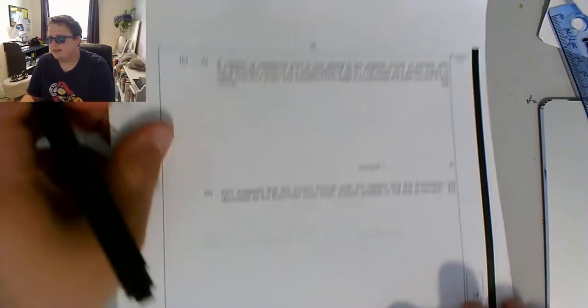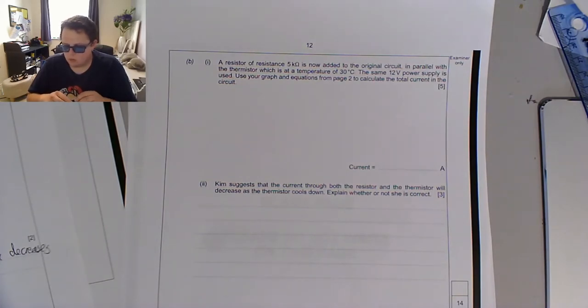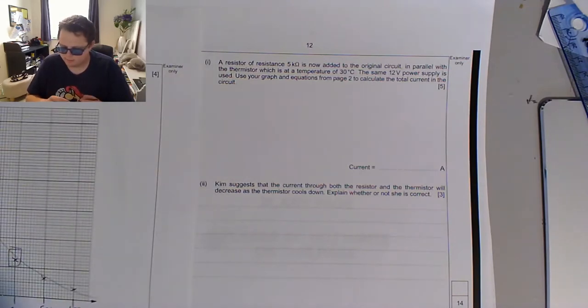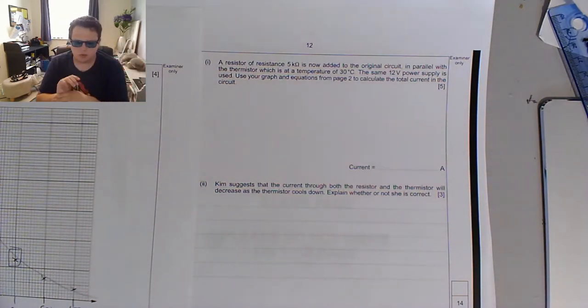Okay, a resistor of resistance 5 kiloohms is now added to the original circuit in parallel with the thermistor, which is at a temperature of 30 degrees Celsius. The same 12 volt power supply is used. Use your graph and equations from page 2 to determine the total current. Okay, now a couple of ways you could go about this. Probably the most straightforward way is to remember, two things are in parallel, they will both have the same potential difference across them, or same voltage across them.